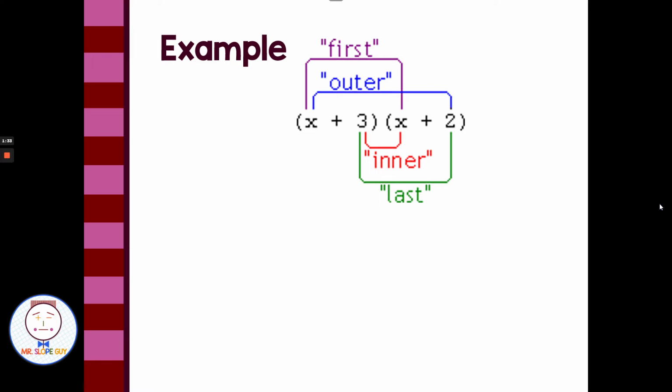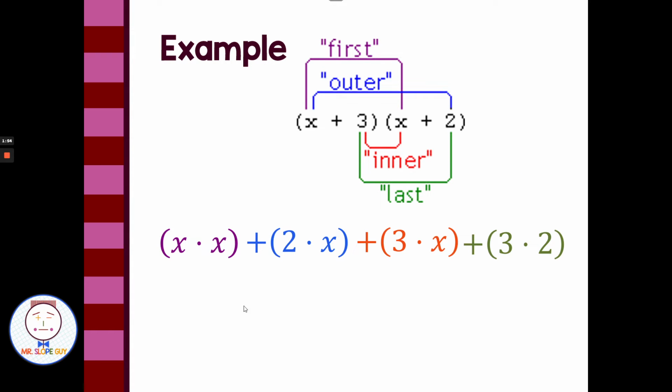So first times first is x times x. Then for the outer or outside terms, we have 2 times x, or 2x. Inside, we multiply these two, 3 times x. And for last, we multiply 3 times 2. Then x times x is x squared. 2 times x is 2x. 3 times x is 3x. And 3 times 2 is 6.